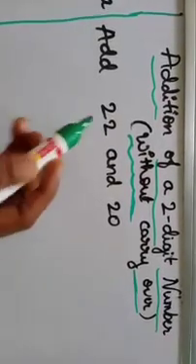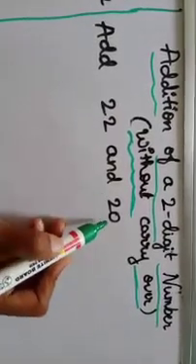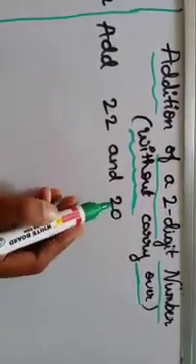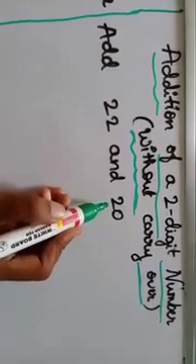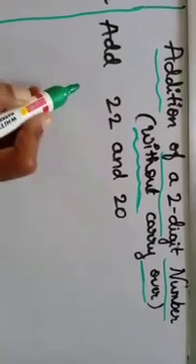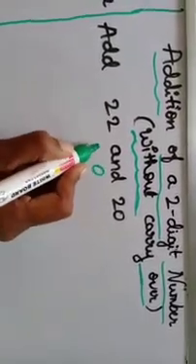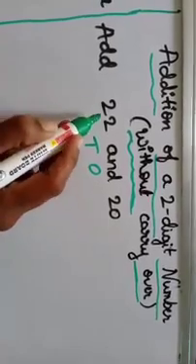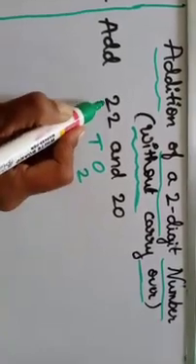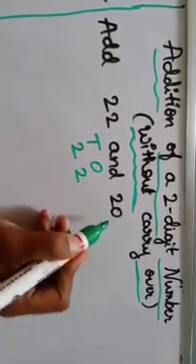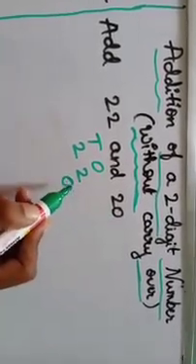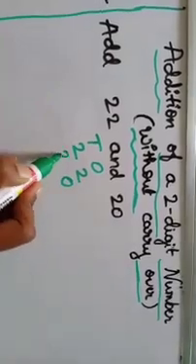The first example is add 22 and 20. So what is the first step, children? First we have to find out the ones place and tens place. Let's write here ones and tens. Let's take the first number, that is 22. So 2 is in the ones place and one more 2 is in the tens place. And the second number is 20. So 0 is at ones place and 2 is at tens place.